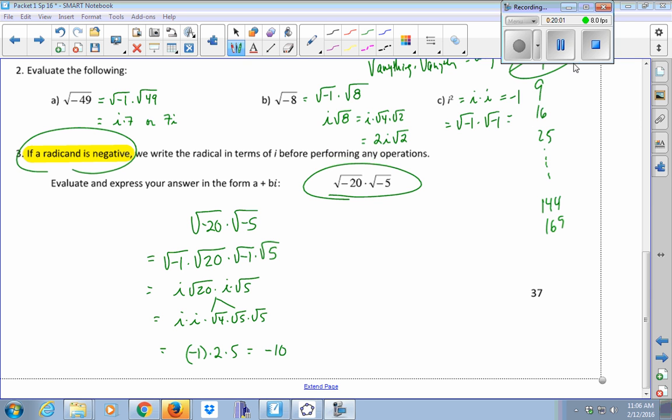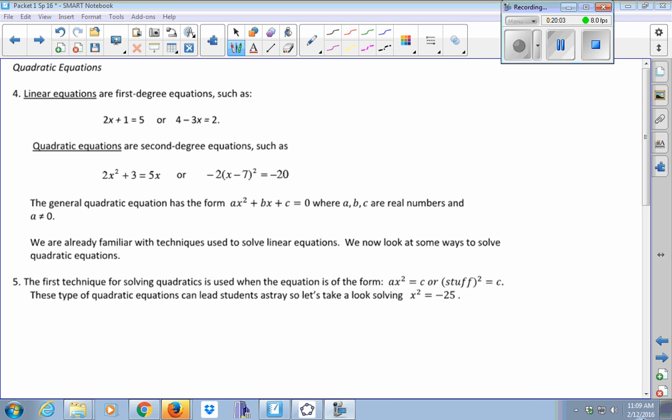Let me just shut this off for a second. About quadratic equations. Start us off here. Who am I going to pick on today to read? Nicholas. Yeah, please. Okay.